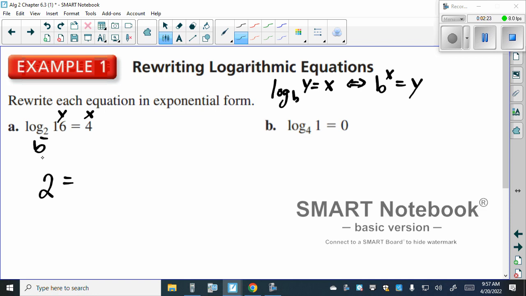What is our x value? And this will equal 16. And that's it. Now this is easy to check to make sure we got it right, because what is 2 to the 4th? 16. So it is the same.